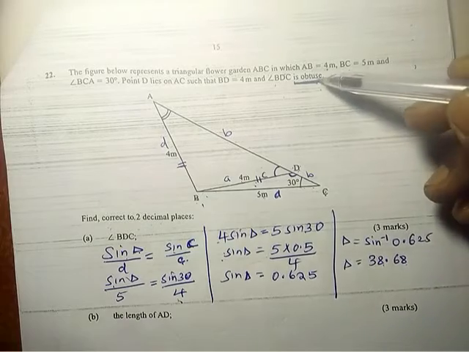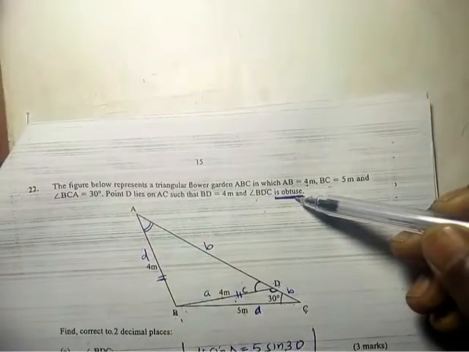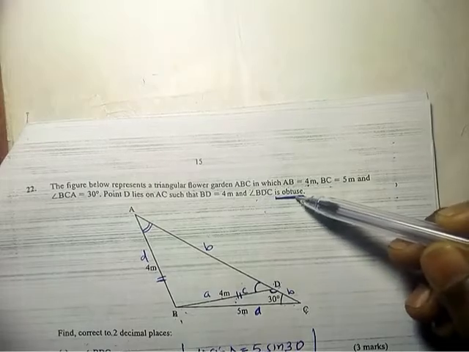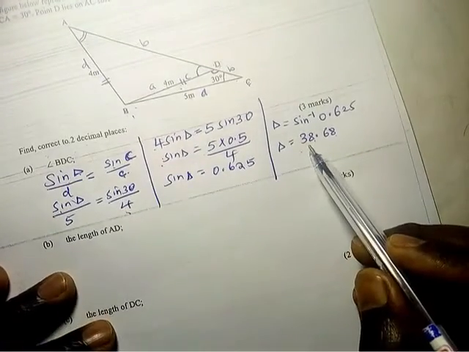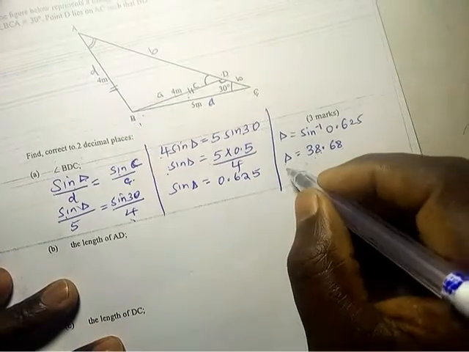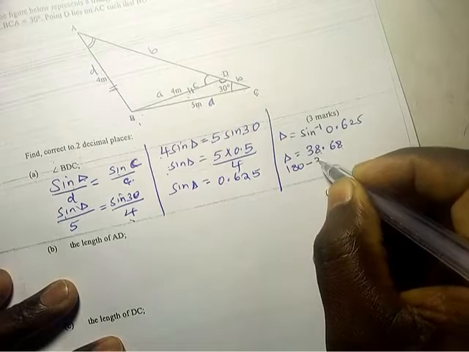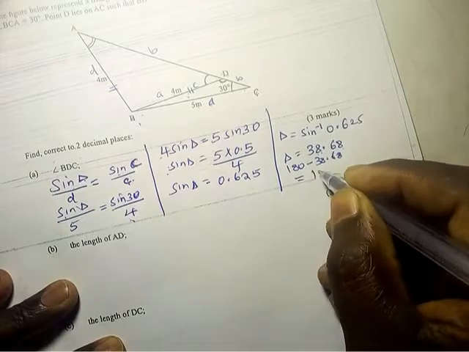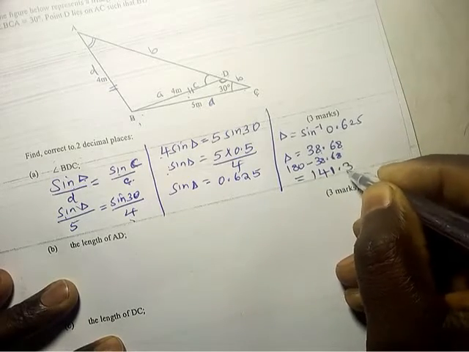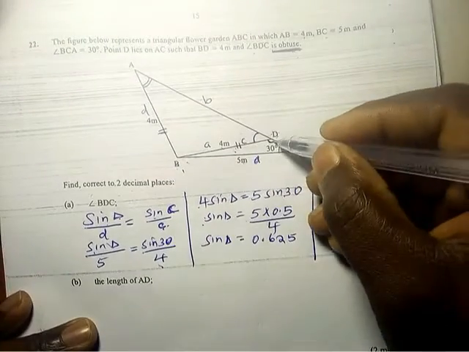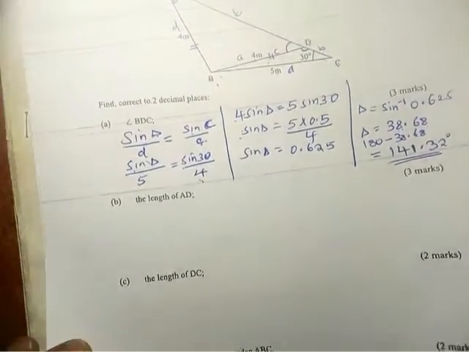But you were told it is obtuse. Obtuse means it is an angle that is more than 90 degrees. This angle we have obtained here is less than 90. So for you to get the correct answer, it is 180 minus 38.68. That is the correct answer, which is 141.32 degrees, because this is now the obtuse of this angle. So angle D is 141. Very important.